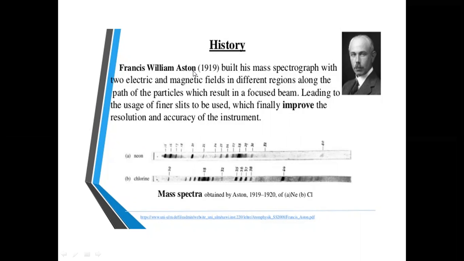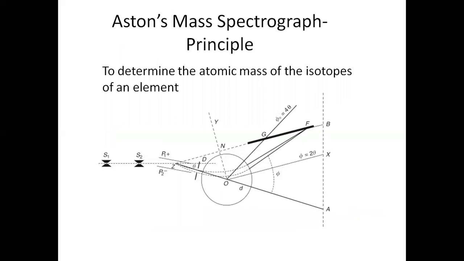Francis William Aston in 1919 built his mass spectrograph with electric and magnetic fields in different regions along the path of the particles, which result in a focused beam. These particles are nothing but the positive ray particles. So this is the Aston Mass Spectrograph. The principle or the main aim is to determine the atomic mass of the isotopes of an element.